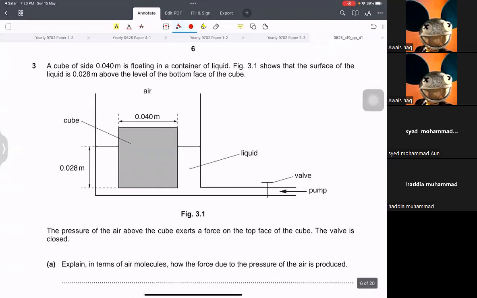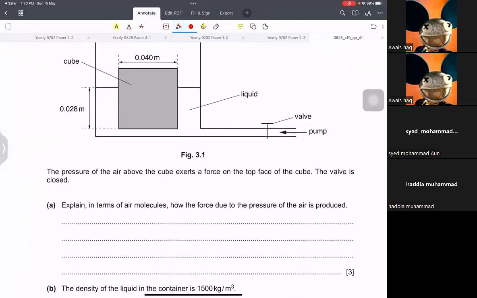Then there is a cube, air, liquid, valve, pump. Okay. Explain in terms of air molecules how the force due to pressure of air is produced. Okay. So what happens is that air molecules constantly collide with the, okay.